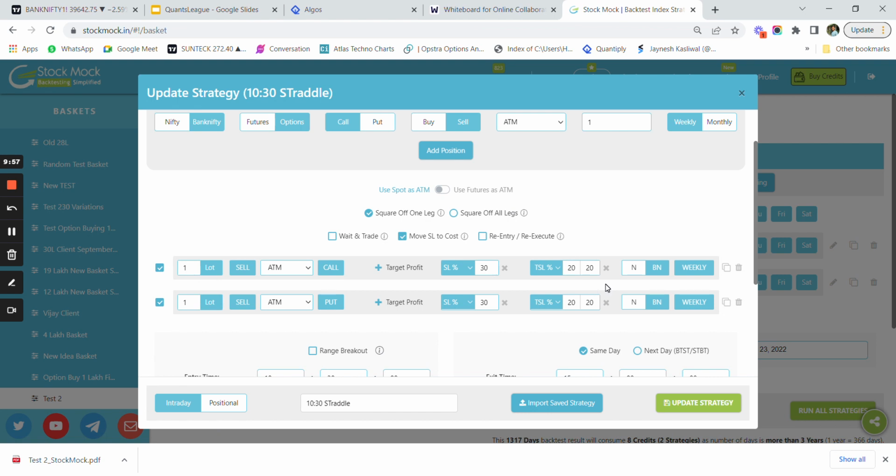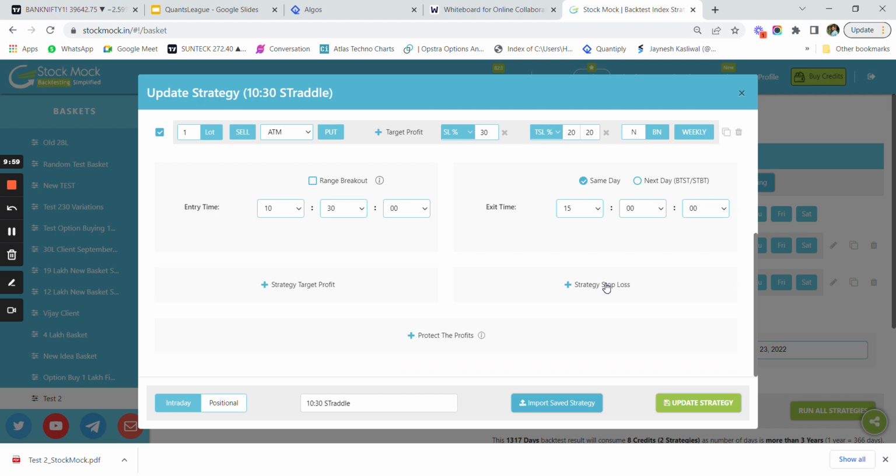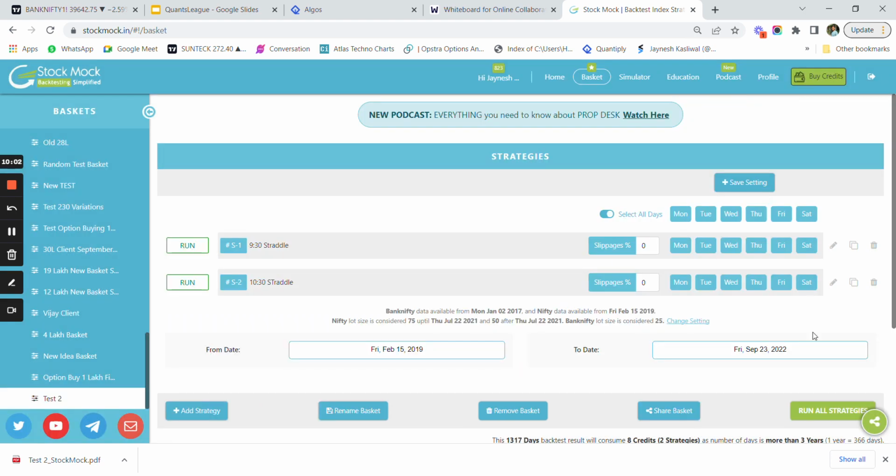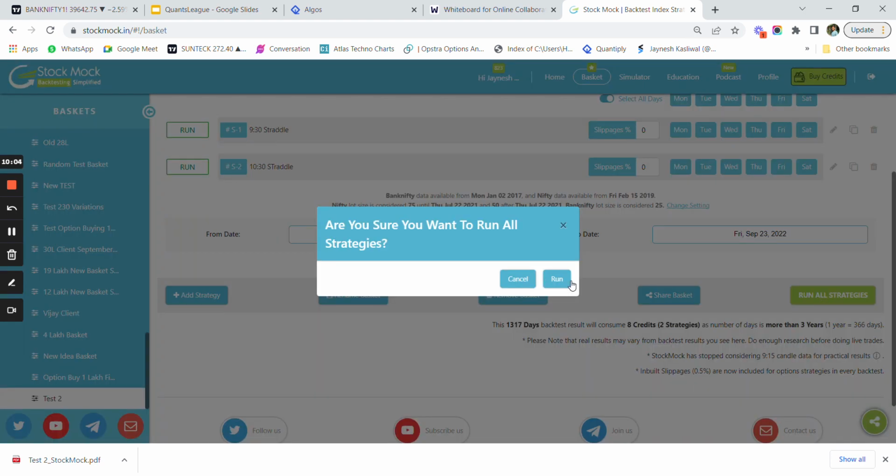And I am also able to trade, and also able to reduce the correlation between the strategies. So let's run the basket here.